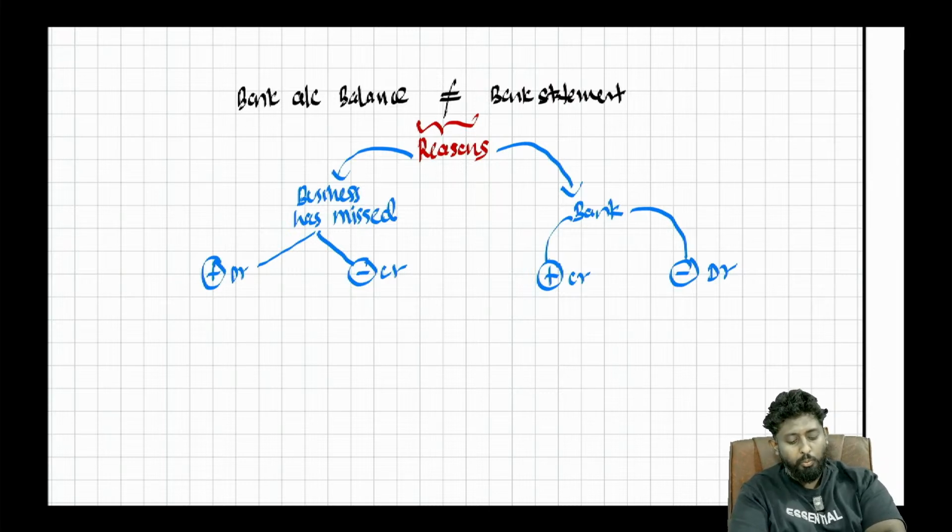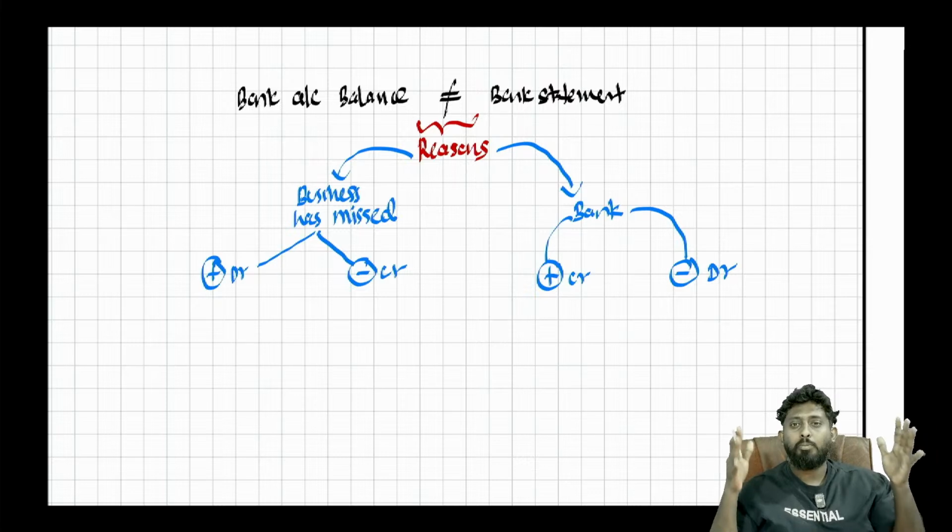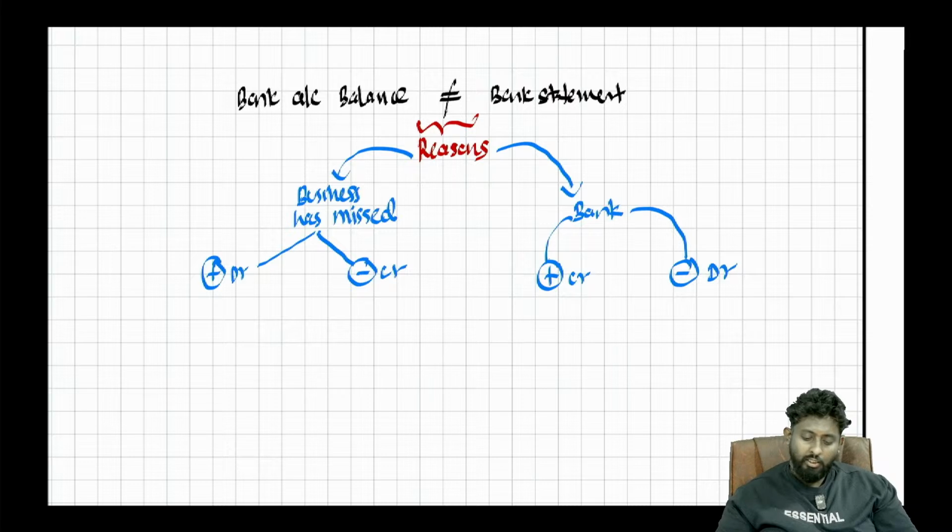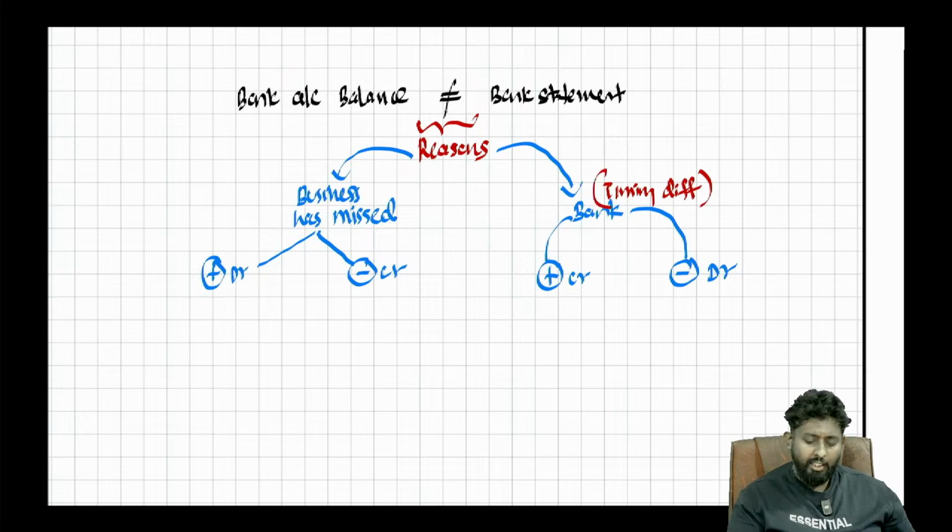So the reasons could be because the business has missed certain transactions and the bank has not recorded certain things. Another reason is that because we are human beings, we might be making some mistakes. But these things are not errors. These are known as omissions, and I can also call this reason a timing difference. I'll explain why we call it that. Here we call them omissions.